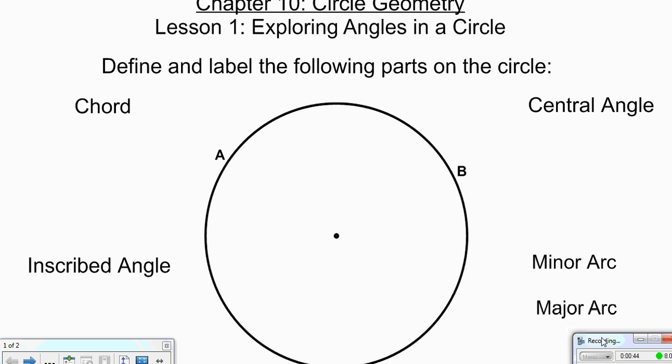The words that you can see on your page are the words that we are going to add onto your word wall. And I've actually changed something. On your printout, you don't have major arc and minor arc. You only have arc, but I want to split it into both because then we're going to be more specific.